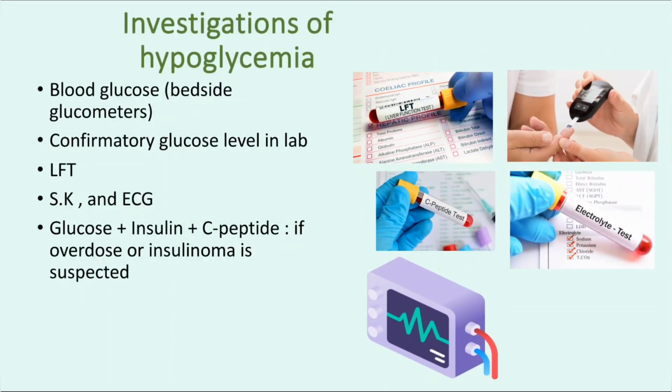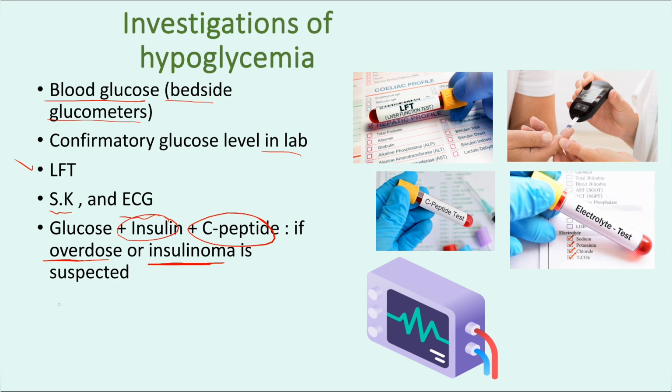What are the investigations you do for hypoglycemia? Of course, the most important thing is a blood glucose. A bedside glucometer may be enough for most of the cases. Sometimes you may want to confirm in the lab by blood test. Liver function test if you suspect liver failure. Serum potassium and ECG are also important, because when you give glucose, it might lead to hypokalemia. Sometimes if you suspect insulinoma or overdose, you may send for C-peptide and insulin.